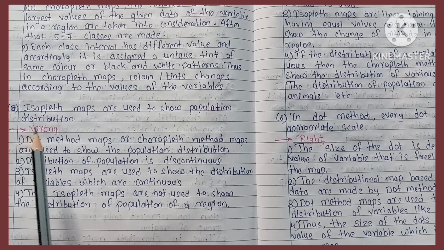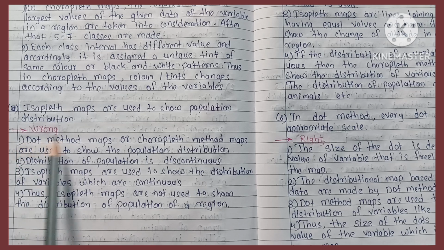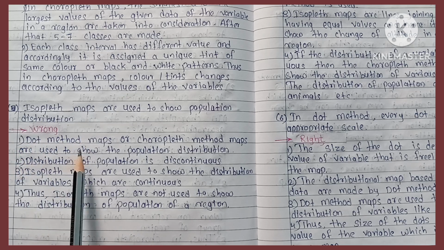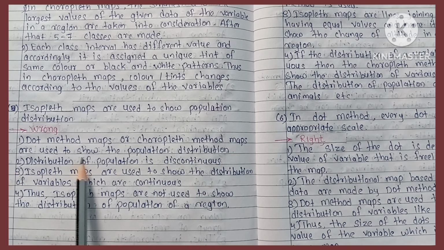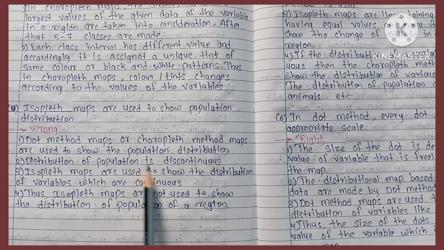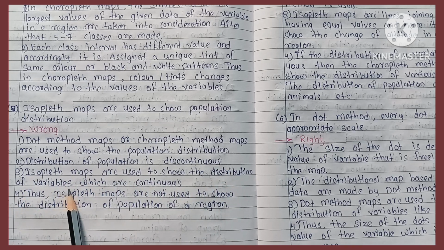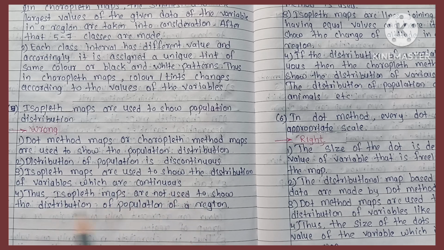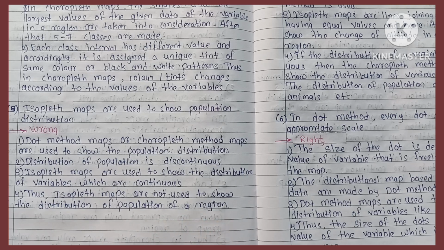Next question. Isopleth maps are used to show population distribution. This is a wrong statement. Dot method maps or choropleth method maps are used to show the population distribution. Distribution of population is discontinuous. Isopleth maps are used to show the distribution of variables which are continuous. Thus, isopleth maps are not used to show the distribution of population of a region.